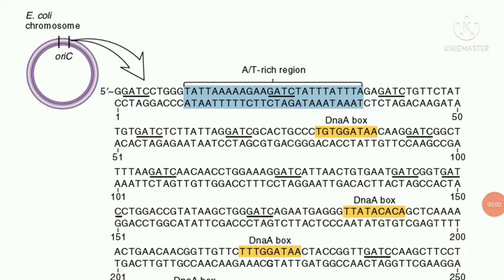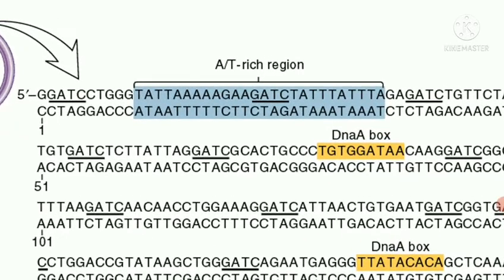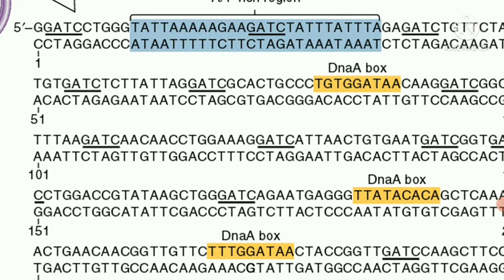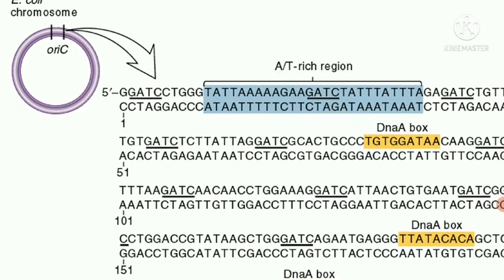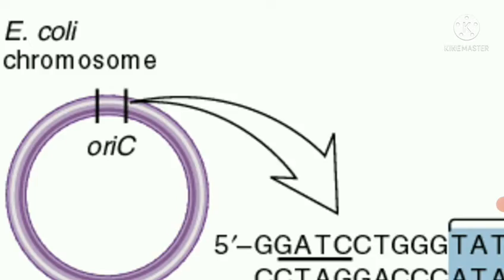Now we know the replication in prokaryotes starts from a single origin that is known as OriC in E. coli. The OriC sequence in prokaryotes is shown here. This sequence is an AT rich region. Some regions are called the DnaA box regions. The DnaA box region is here. This is the specific sequence from where the DNA replication starts.